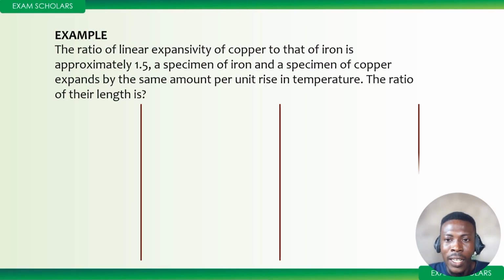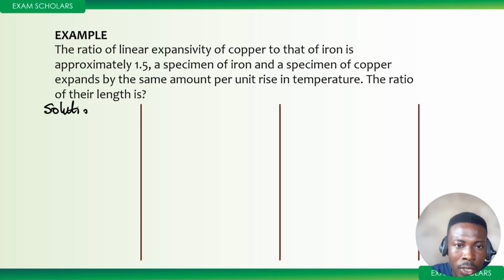So let's go ahead and solve it in a normal way. All right, let's go. According to this question, let's write out our parameters, the parameters given in the question. So we have our solution here. The ratio of linear expansivity of copper, we are talking about the coefficient of expansivity of copper. So we are going to use alpha C, the coefficient of linear expansivity of copper. Then for iron, we have alpha I.